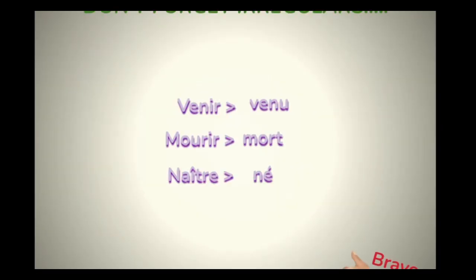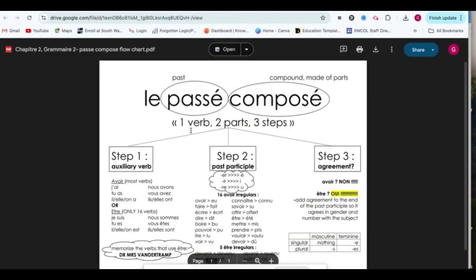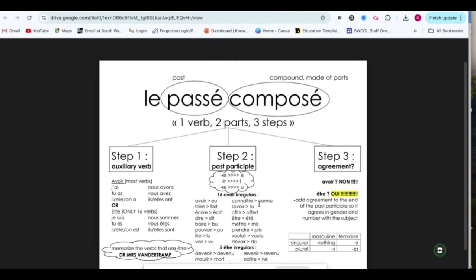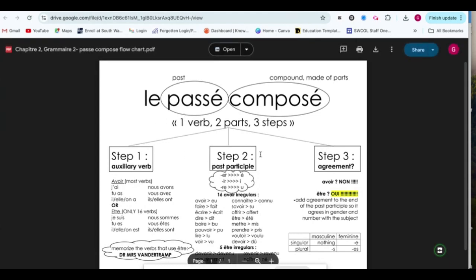And remember that there are some verbs that are irregular when it comes to the spelling of their past participle, like venir, to come back, is venu, mourir, to die, is mort, and naître, which is to be born, is né. I also added another link to a summary of the verbs être and avoir in the passé composé and how to do it. This is the link that I added. Feel free to print it and have it next to you when you're doing the assignments, because it has the summary and the steps too.